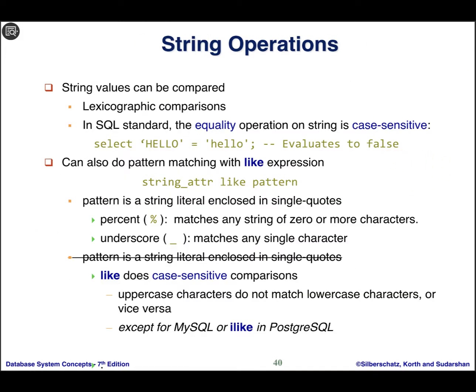Okay. How can you work with the string operation here? In the string operation, you're going to compare strings. By the way, in the SQL standard, the equality operation on a string is case sensitive. What does that mean? If you try to compare hello with hello, the system is going to say this is false. Why? Because here hello is uppercase and this is lowercase, even one letter. The comparison of the data stored within the attributes is case sensitive. This is a single quote, which means it's a string.